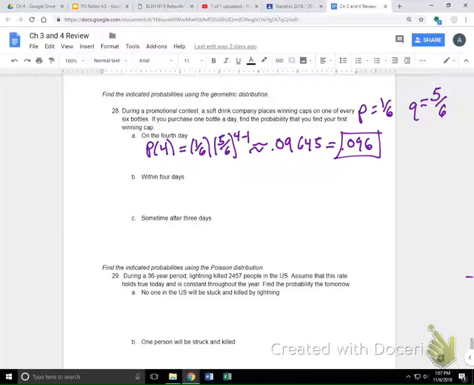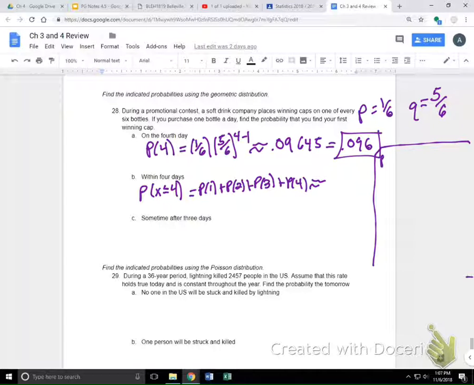Okay. So again, that's just using the formula P times Q to the X minus 1. Off to the side at this point, I knew that I wanted to find within 4 days. So X is less than or equal to 4 because 4 is my last day. So this is the probability of 1 plus the probability of 2 plus the probability of 3 plus the probability of 4, which is approximately, and I did my work off to the side.